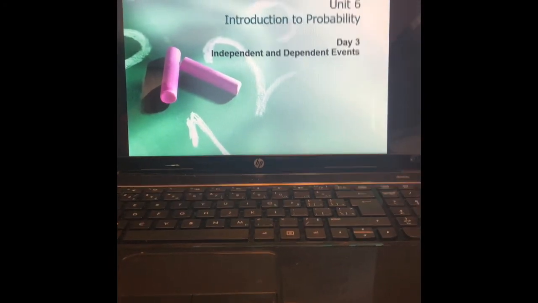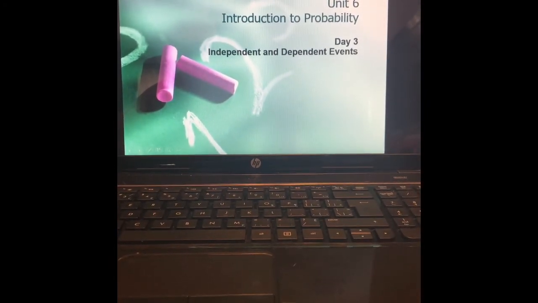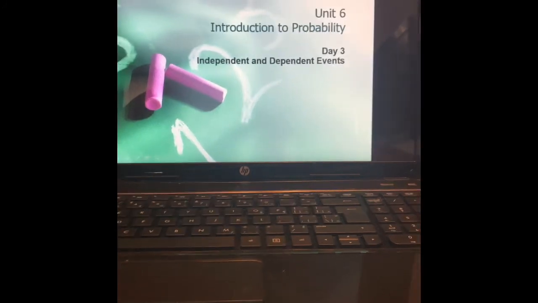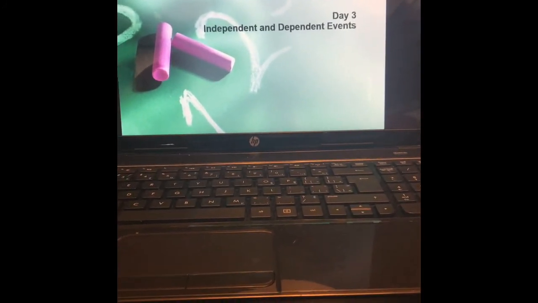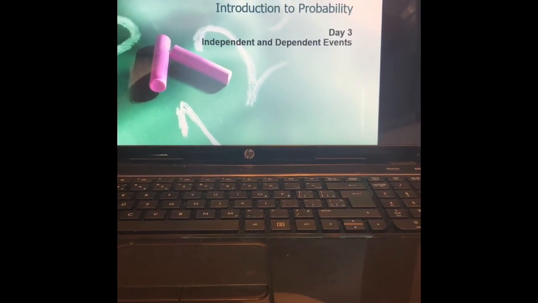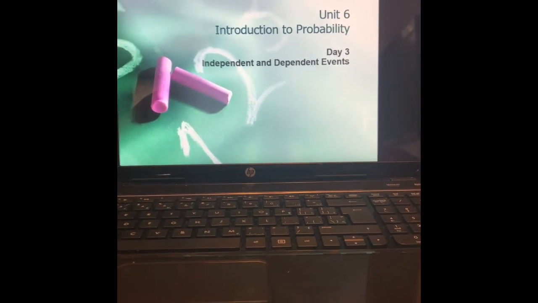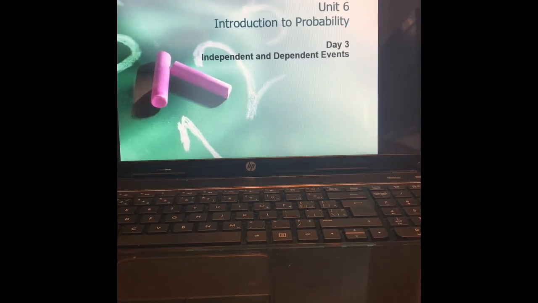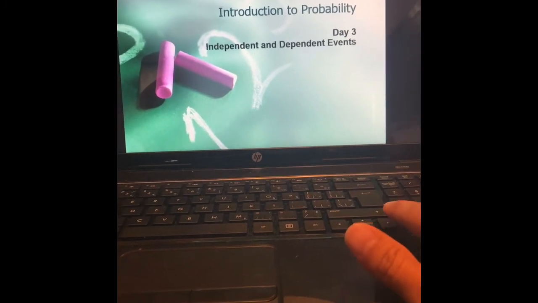Okay, arguably the most difficult lesson in the entire unit is lesson day 3, lesson 1, independent and dependent events. This is probably the most difficult one to grasp, but we'll give it our best shot here. So first of all, dependent and independent events.